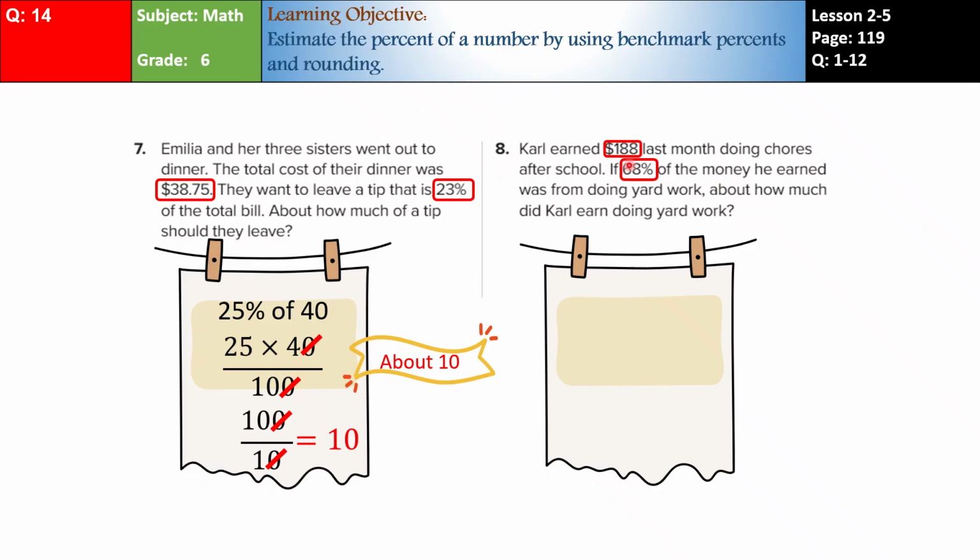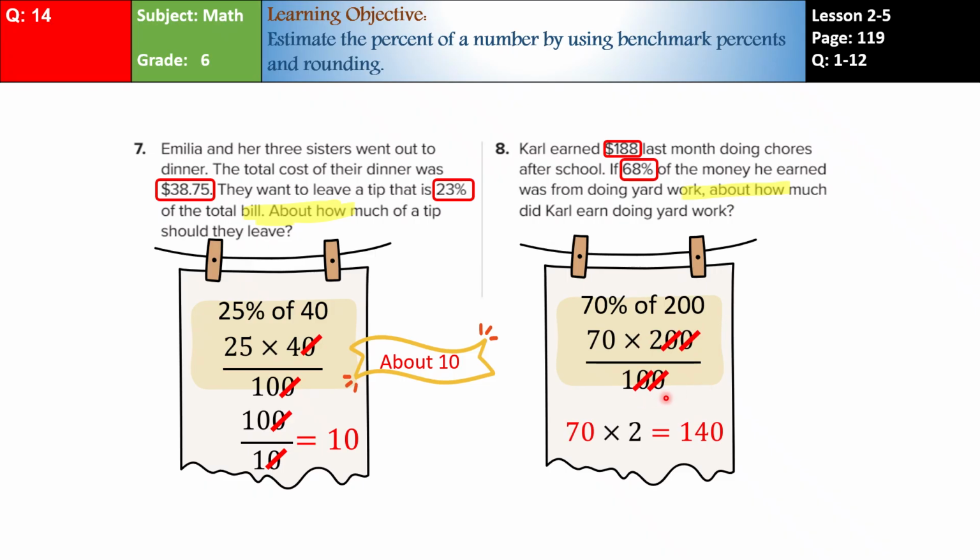Another question: 188 is closer to 200 and 68 is closer to 70. And they are again asking about how much. So about means again estimation. So you will find 70% of 200: 70 times 200 over 100, cancel the zeros up and down. 70 times 2, so about 140.